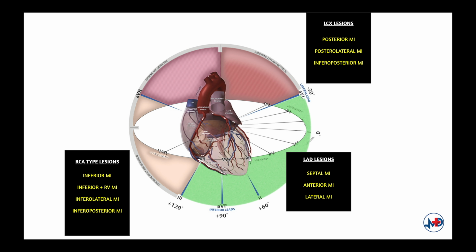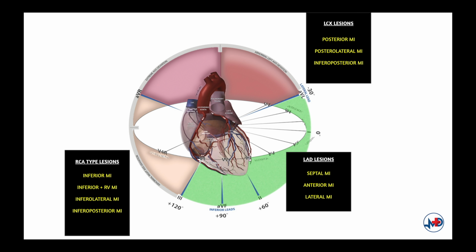Let's now look at the different areas of the heart which are supplied by different branches of the coronary artery. The area of the heart on the right-hand side is supplied by the right coronary artery, and the type of lesions one would expect to see include inferior myocardial infarction, inferior plus right ventricular MI, inferolateral MI, and inferoposterior MI.